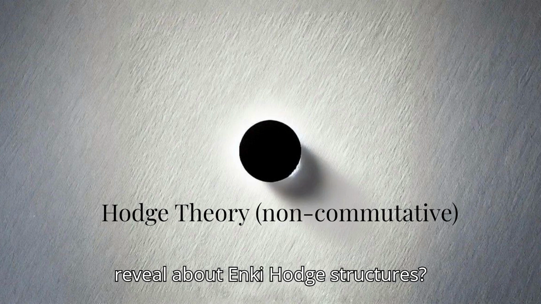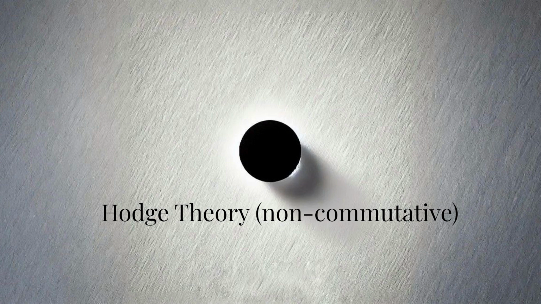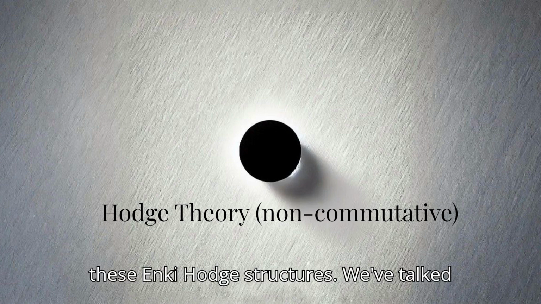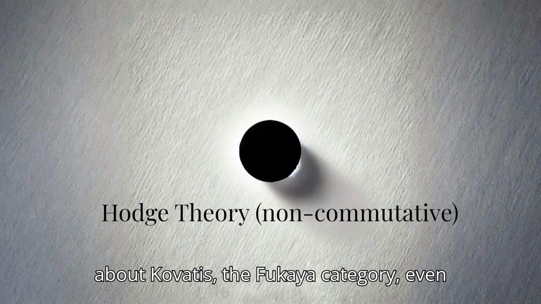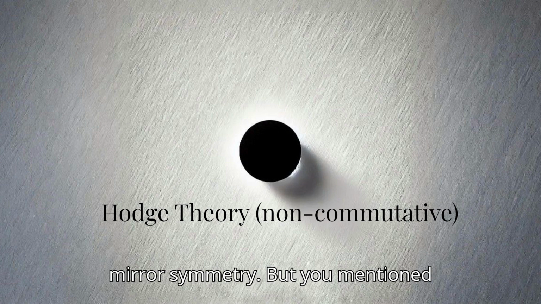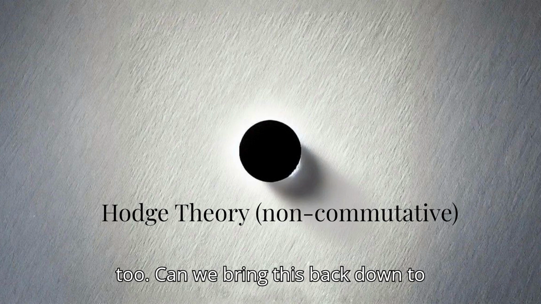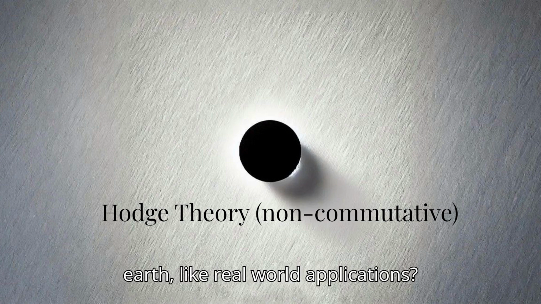What else do these papers reveal about Hodge structures? Okay, so we've gone deep into the theory of these Hodge structures. We've talked about COVATs, the Fukaya category, even mirror symmetry. But you mentioned there's a more practical side to this too. Can we bring this back down to earth, like real-world applications?